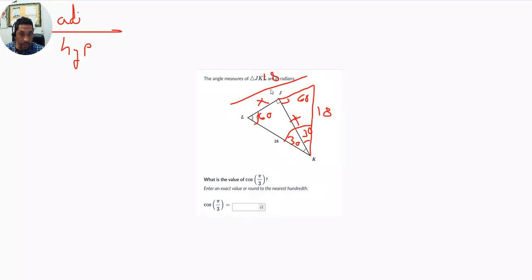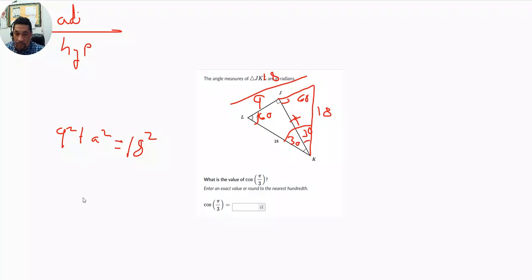Now, since we're only talking about half the triangle, we will use half the base, which is 9. Now we just need to find this other leg right here, and we can do that by using the Pythagorean theorem: 9 squared plus a squared equals 18 squared.